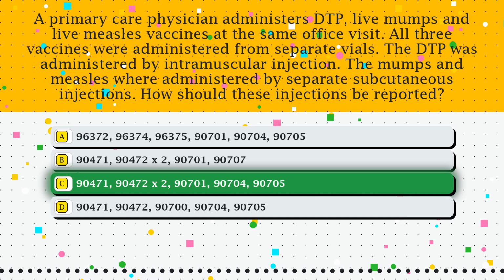The correct answer is option C, 90,471, 90,472 x2, 90,701, 90,704, 90,705.